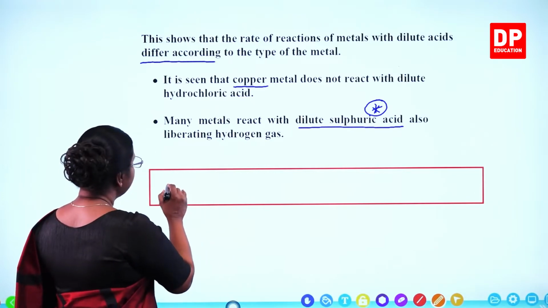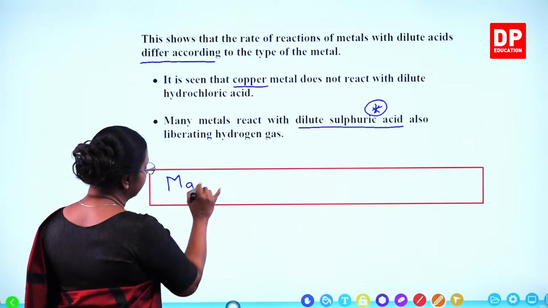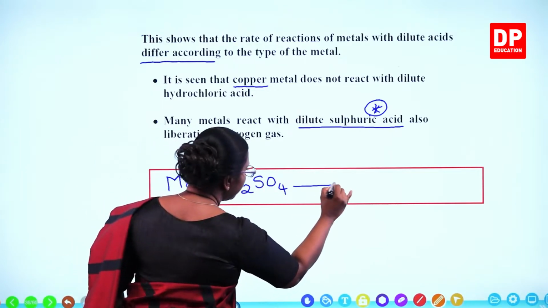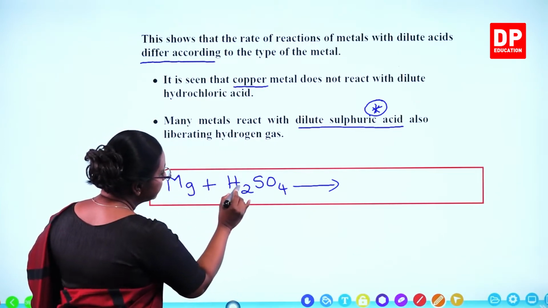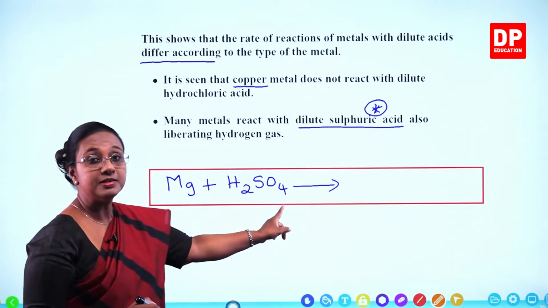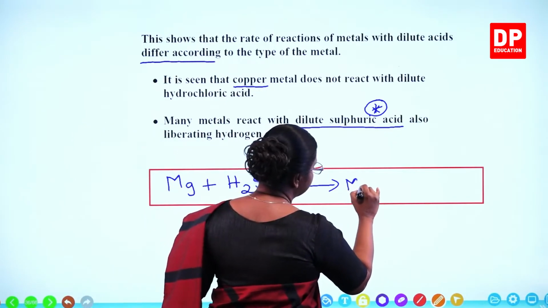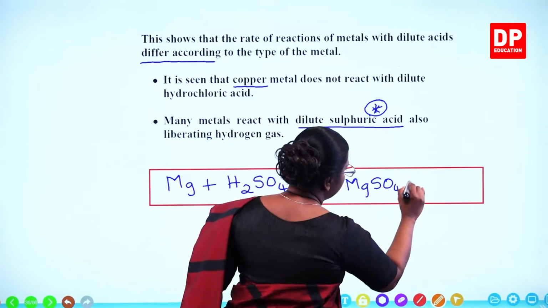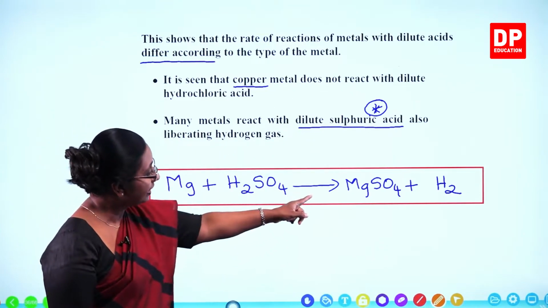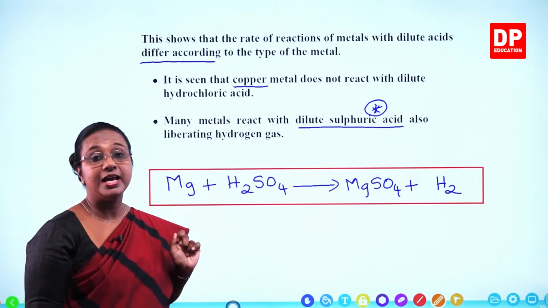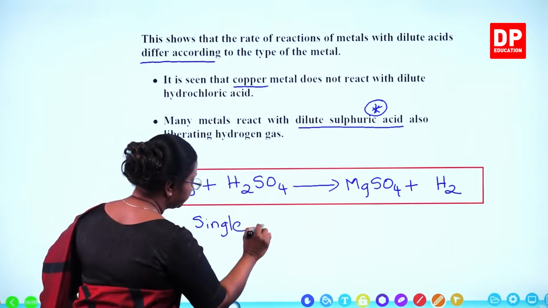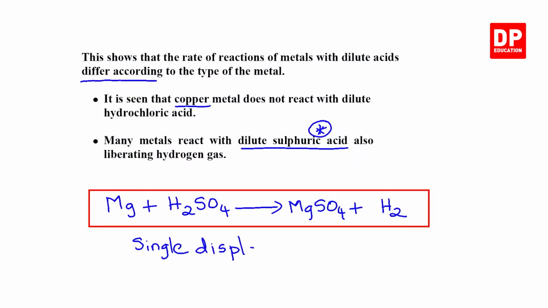As an example, if we consider the reaction of magnesium with sulfuric acid, H2SO4, here also you will see magnesium will displace hydrogen. So, then what would be the product? Magnesium sulfate. So, we will get magnesium sulfate and hydrogen gas. Mg plus H2SO4 will give rise to MgSO4 plus H2 gas. So, this is also a single displacement reaction.